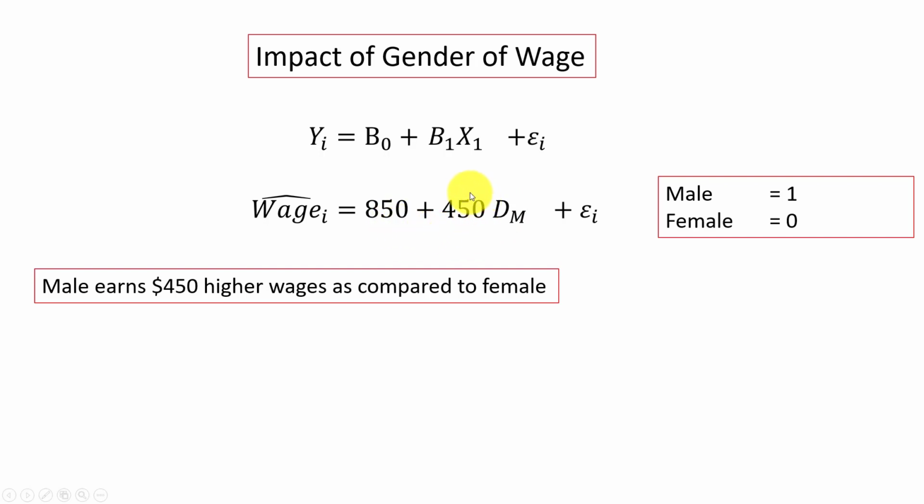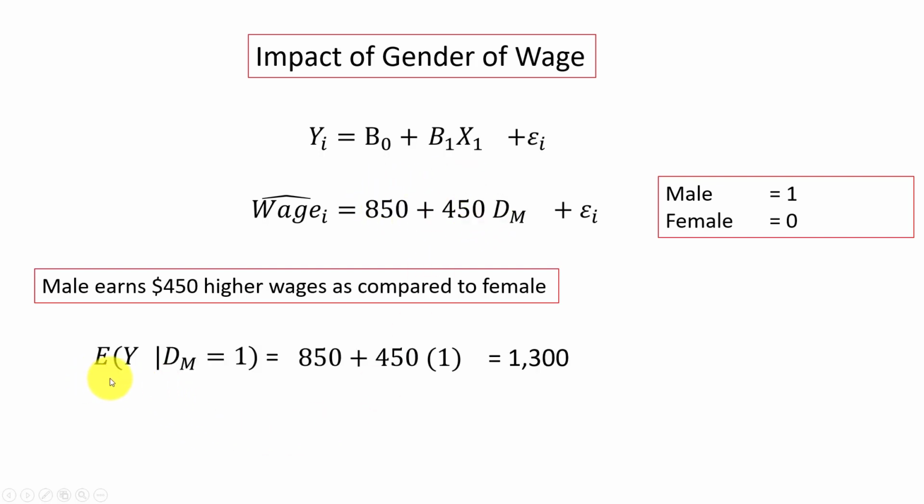Now it isn't the expected wages, but this is a differential coefficient, which means that the wages of male are $450 higher than female. Now to know the expected wages of male, we should know what the expected wages of female would be, and that would be in the omitted category. Expected value would be in the constant term. So in this case, the expected wage for female, which is the omitted category, would be $850, and male's expected wages would be $450 higher than female.